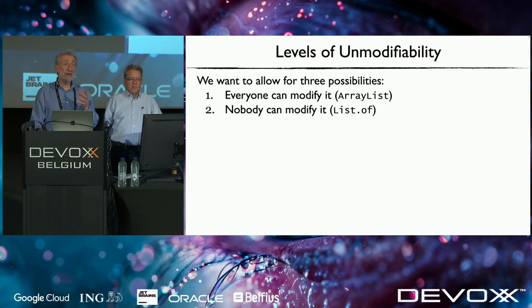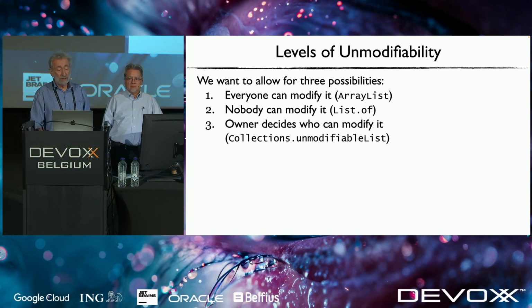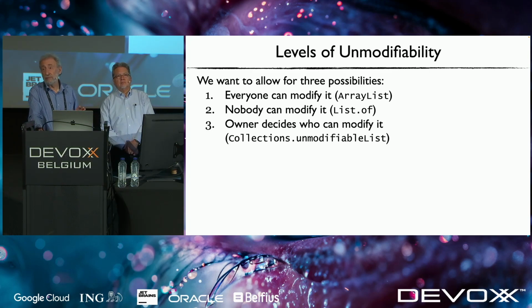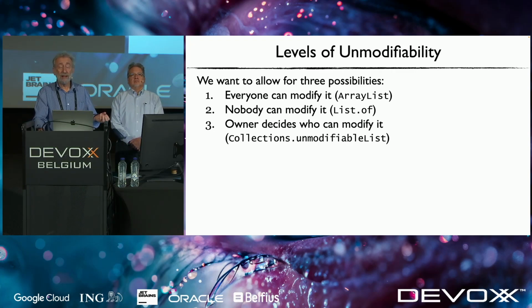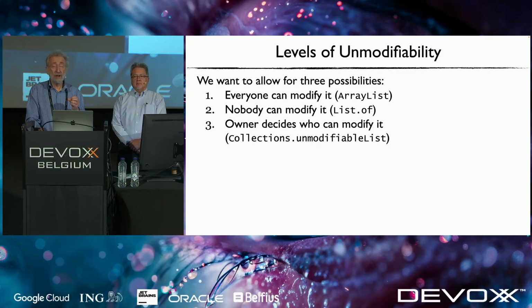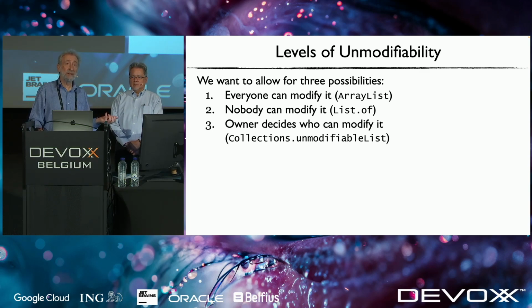And the third case is something in between. If you think again about what we were talking about in part one, the owner of a collection might want to be able to modify it, but doesn't want anybody else to be able to, or wants to be able to control who else can modify it. So if you put that in a wrapper, then Collections.unmodifiableList means that you hand out such a thing. It means that whoever you've handed it to can't modify it. But you can keep the reference to the wrapped collection.